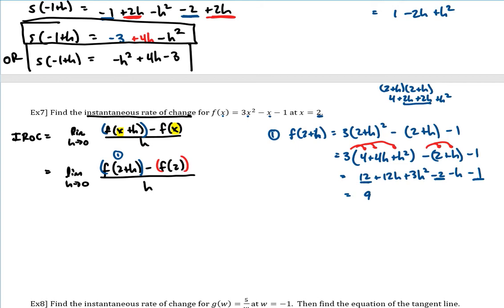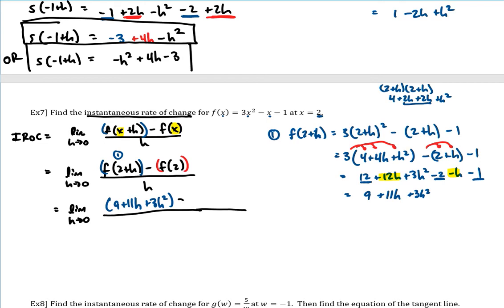And then, okay, maybe I'll use some highlighters. I've got 12h and minus h would be 11h. So we have plus 11h. And then we have the plus 3h squared, which didn't have any like terms with it. So there it is. Okay, so that's that portion. Now I'm going back to my equation. I still have the limit as h goes to 0 of, and then everything, so this blue parentheses is the 9 plus 11h plus 3h squared, just like that.